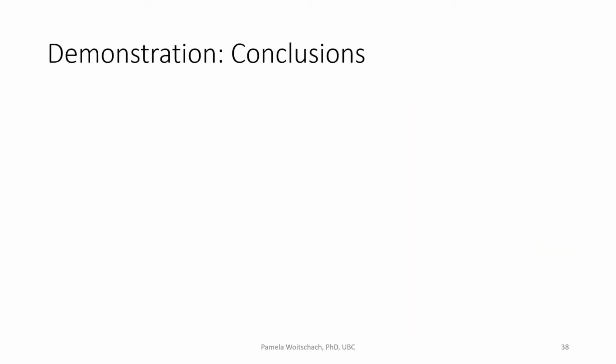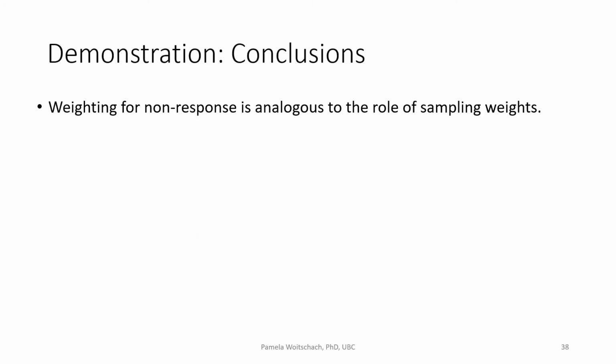So let's go to some conclusions from this demonstration. In the first topic, weighting for non-response, we say that it is also analogous to the role of sampling weights, as Little and Vartivarian 2005 remark. Non-response weights can be used with sampling design weights. As we have explained, it is not invalid to incorporate the two types of weights into one by multiplying them.